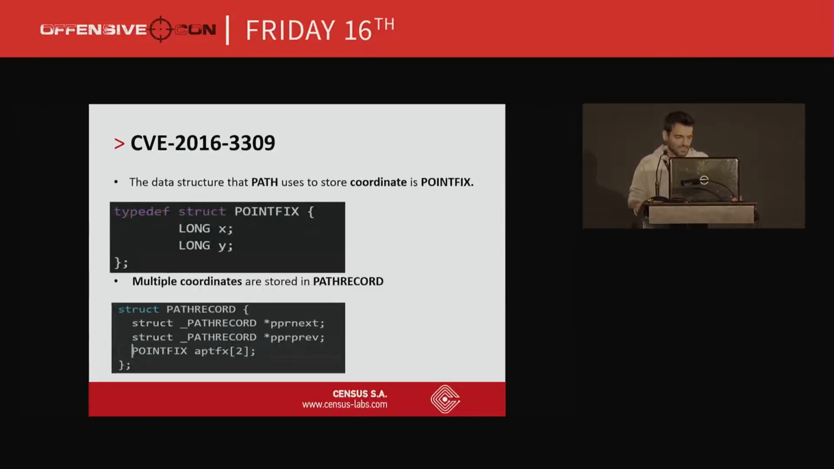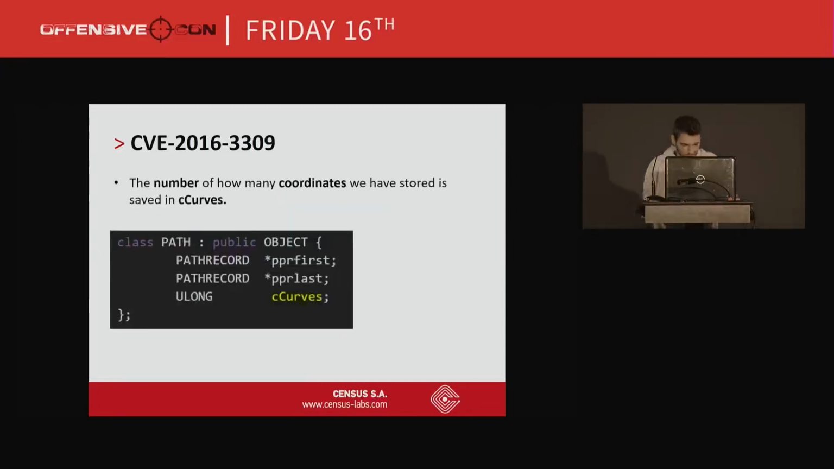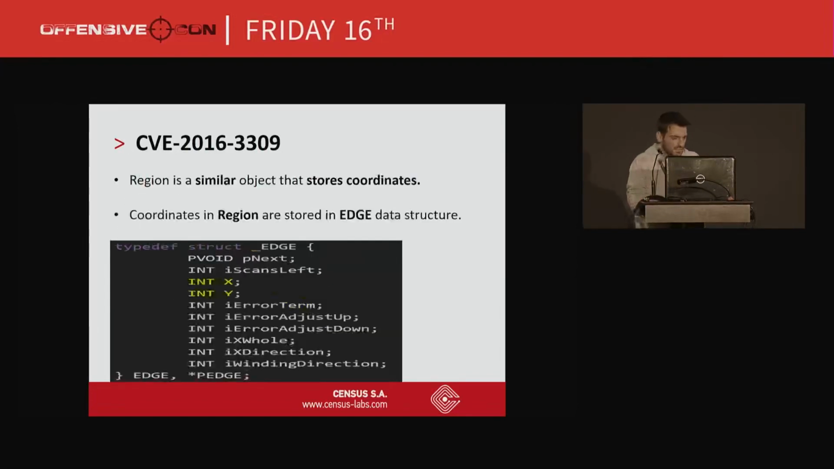So the path object is using a data structure called POINTFIX to save a coordinate. And in case we need to store multiple coordinates, a data structure called PATHRECORD is used, which is actually a doubly linked list of POINTFIXes. The number of how many coordinates we have stored so far in a path object is saved in an integer called ccurves. All right, keep this in mind.